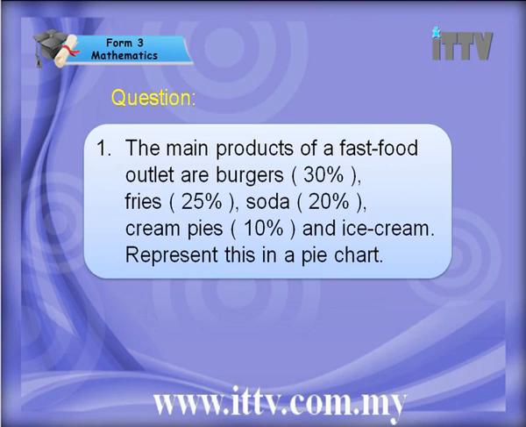The main products of a fast food outlet are burgers, 30%, fries, 25%, soda, 20%, cream pies, 10%, and ice cream. Represent this in a pie chart.